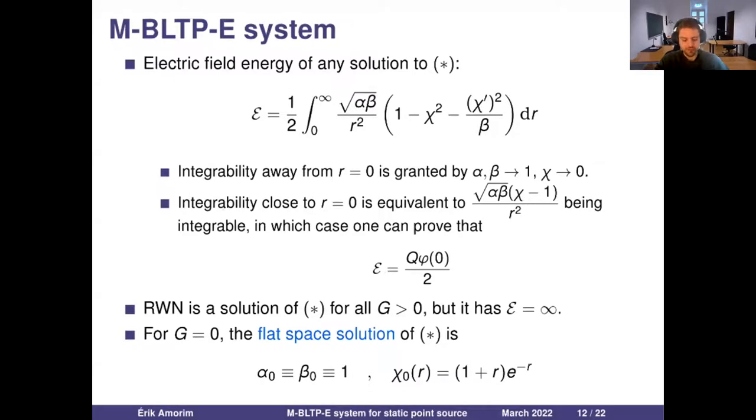Also, as I mentioned before, the Newton constant is a really small number, but if it was actually zero, then of course the flat space solution still solves this system. There is no coupling of the Einstein equations to T mu nu anymore. The flat space solution in these variables is written like this. The metric coefficients are just one. So I'm calling the flat space solution alpha zero, beta zero. And the chi function turns out to be this one, 1 plus r times e to the minus r, for flat space.